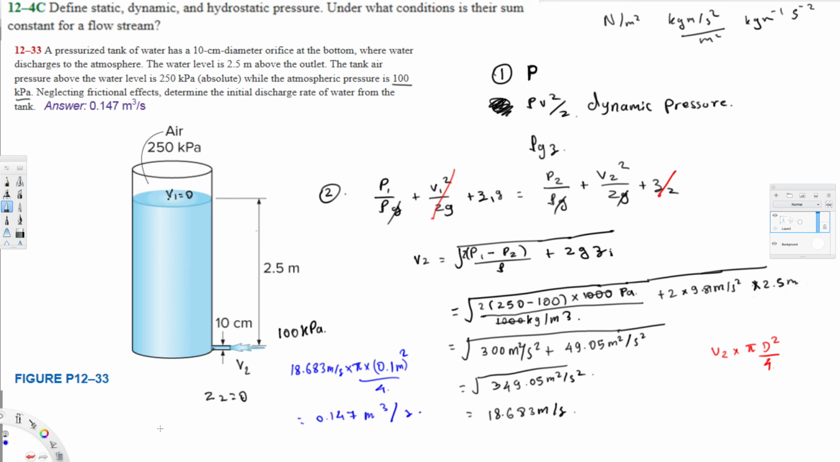So this is the volume flow rate, and that's what they are asking. Determine the initial discharge rate of water. Discharge rate, volume flow rate, same thing.